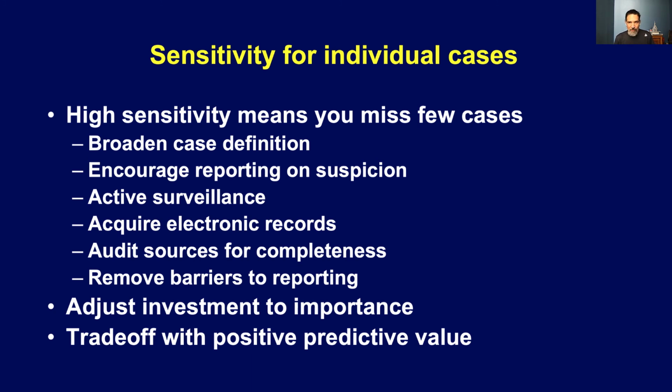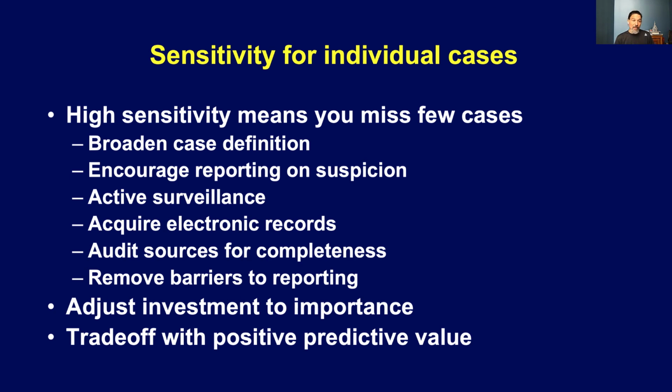That gets to the specificity, but you can improve your sensitivity by broadening your case definition, by encouraging people to report even if they're not confirmed but just suspicious that it may be a case. You can use active surveillance. You can tap into electronic health records. And you can remove barriers to reporting. So making it easier for people to report is going to increase the likelihood that you'll hear about more of the cases that are out there.